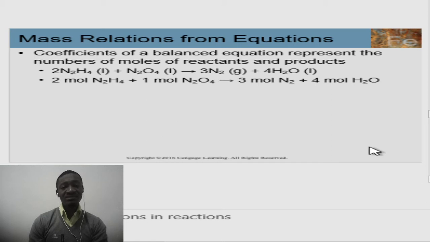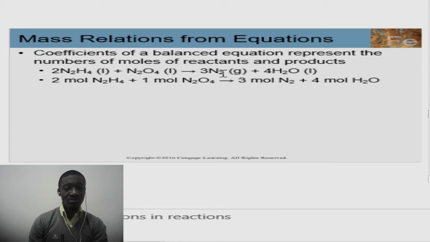So you have mass relations in equations. Mass relation equation. So the coefficients of balance equation represent the number of moles of reactants and products. So we say the number of moles of reactants and products is what makes up the coefficient. Remember this, I told you the numbers you attach in front of the reactants or the products is the coefficients, what we call the coefficient. So changes to this is what happens on the left and right when you're balancing equation.